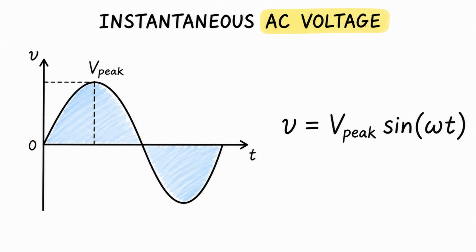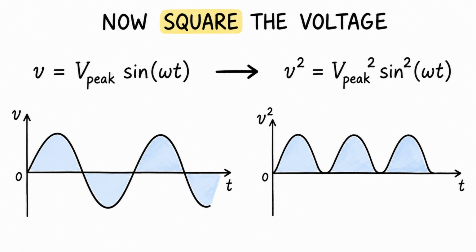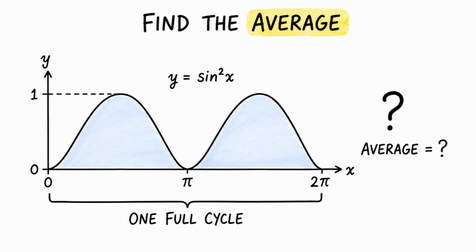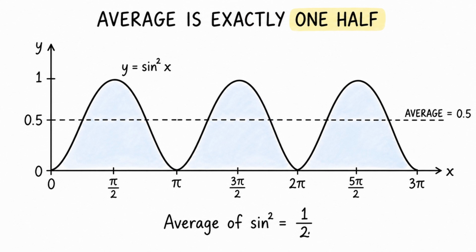The AC voltage at any instant equals the peak voltage multiplied by the sine of omega t, written as V equals V peak multiplied by the sine of omega t. Squaring this gives V squared equals V peak squared multiplied by sine squared of omega t. Now we need the average of sine squared over a complete cycle. This is the critical step. The average of sine squared over a full cycle is exactly 1/2 always.